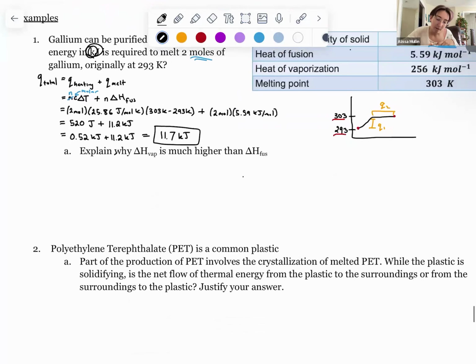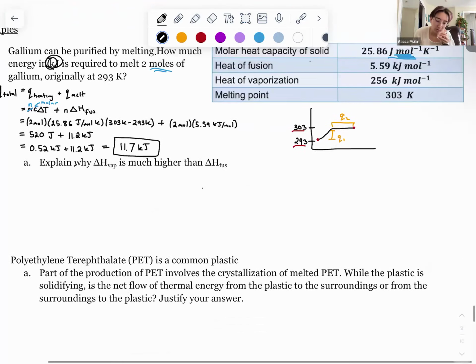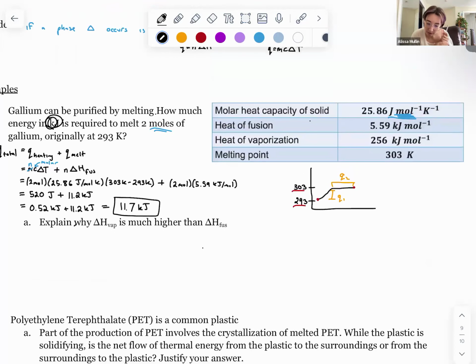Okay. Why is delta H of vaporization so much higher than delta H of fusion? So we can confirm looking at our picture, we have a much bigger number for vaporization. So why would that be? Think for yourself for a sec. What does it mean to vaporize something versus melt it?